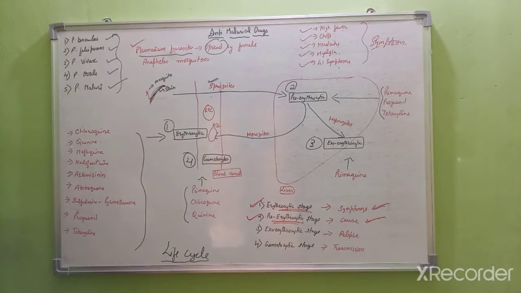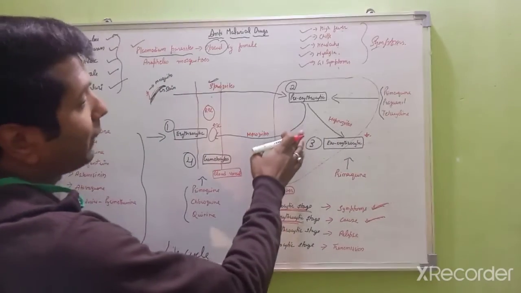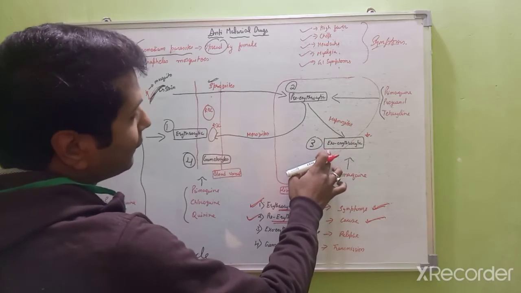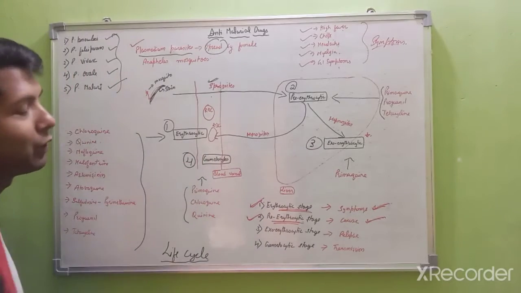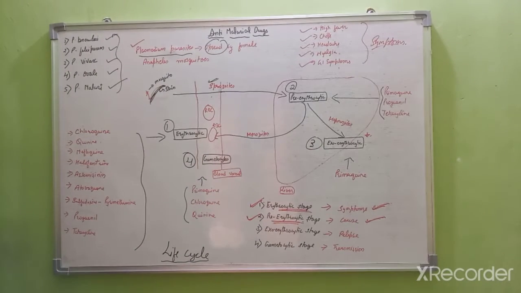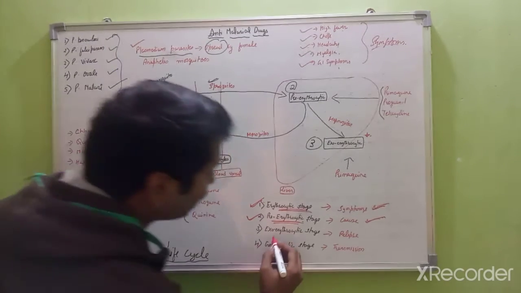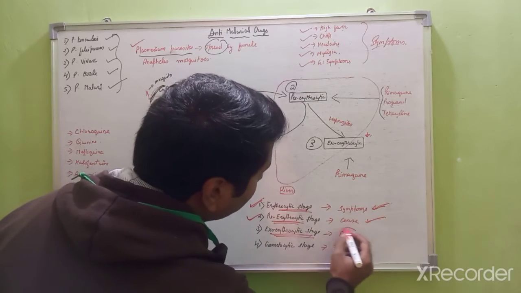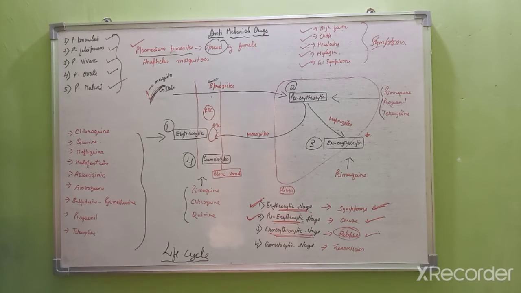Next is the exoerythrocytic stage. In this stage, some of them come and hide there. They release slowly and go into the RBCs, so that they can rupture the RBCs. So the exoerythrocytic stage is the cause of relapse of malaria. The exoerythrocytic stage is responsible for the relapse of malaria.